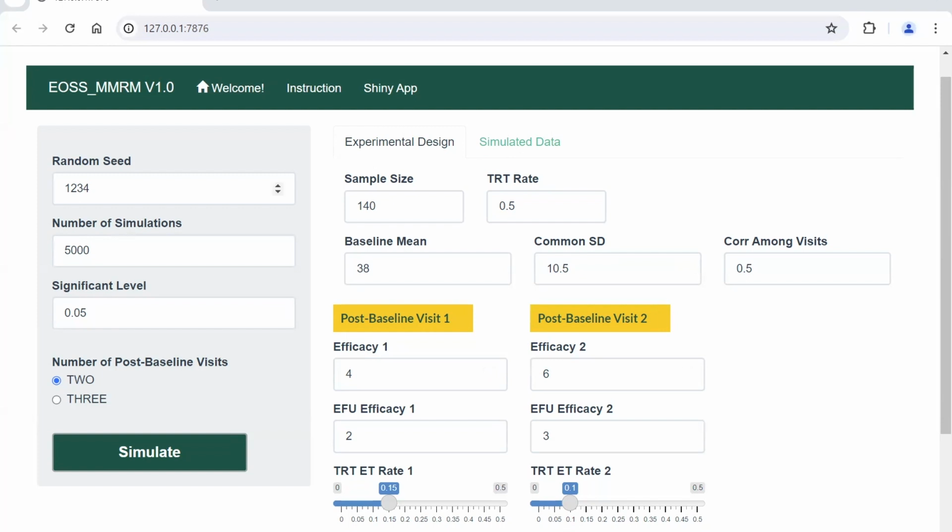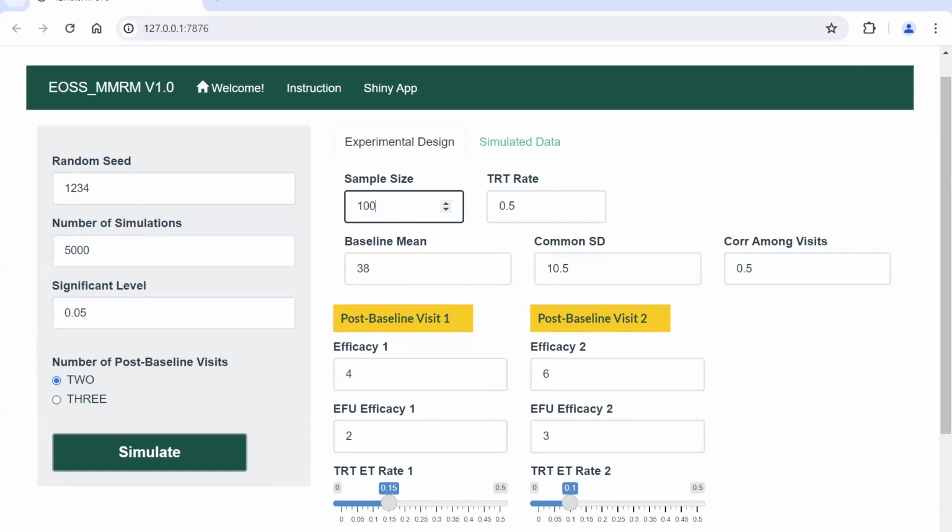Firstly, we would set up the random seed to the default of 1, 2, 3, 4. We would use 5,000 simulations. We will have a two-sided significance level of 0.05 and also use 2 post-baseline visits. Other parameters that need to be adjusted for the first example: use a total sample size of 100. We would use a treatment allocation rate of 0.5, set the baseline visit to 38, the common standard deviation to the default of 10.5, and a correlation of 0.5 among visits.